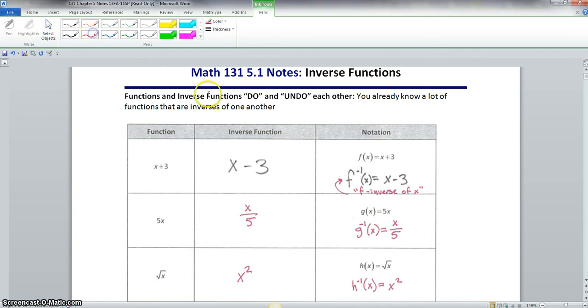Hello class, we're about to start section 5.1, inverse functions. Functions and inverse functions do and undo each other. You already know a lot of functions that are inverses of one another.